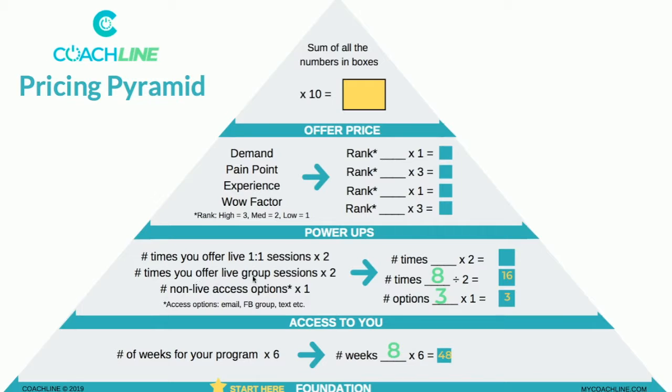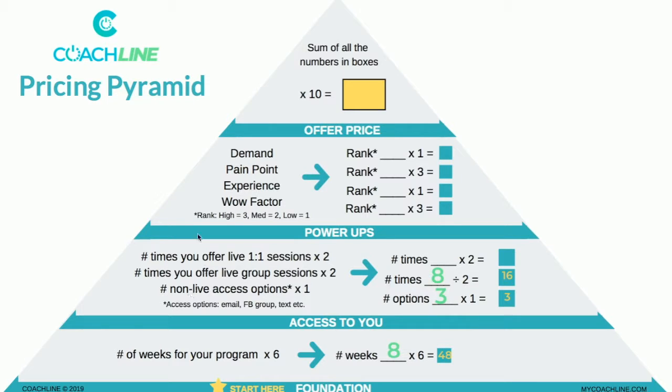Number of times you offer live group sessions, multiply that by 2. So if I have an 8-week program, I'm most likely doing a live group coaching call on Zoom once a week. So once a week is 8 times. And then that should be a multiplier. Sorry, I'll fix that. Multiplied by 2 is going to give me 16 points.